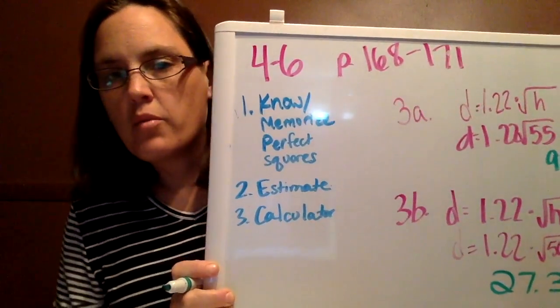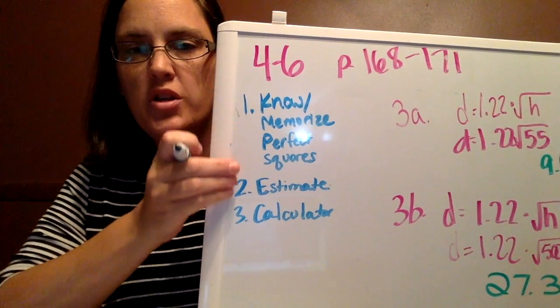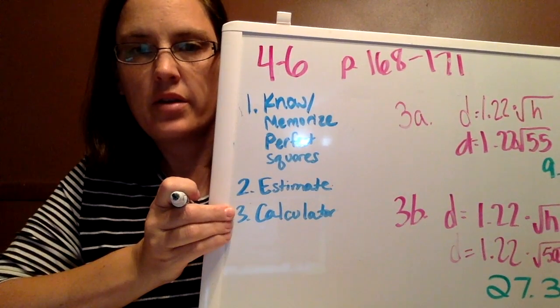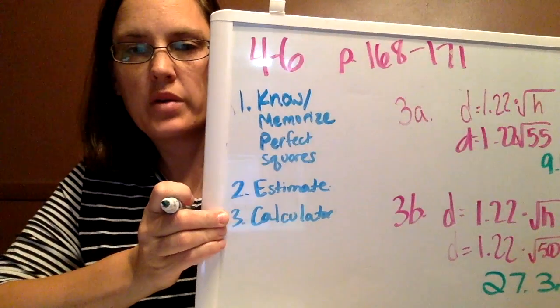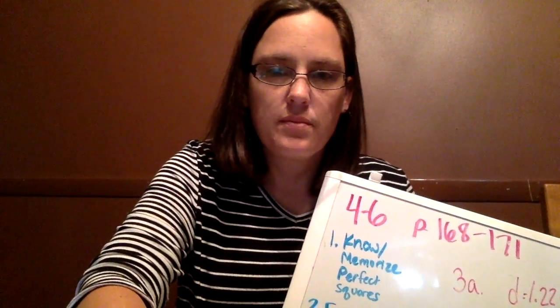So far we've talked about memorizing perfect squares, and we can use that strategy to help us estimate non-perfect squares. And then, of course, the calculator is a valid strategy when we're also working with square roots. Next, we're going to look at cube roots.